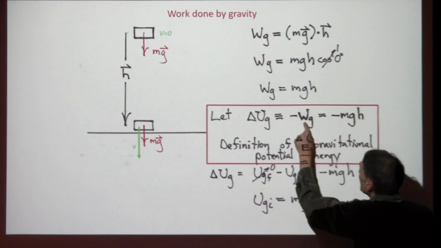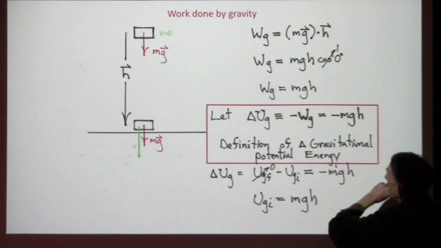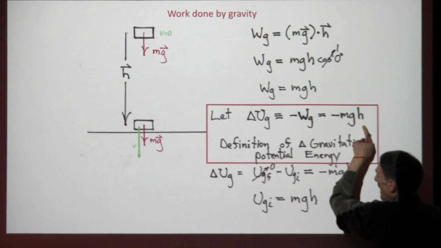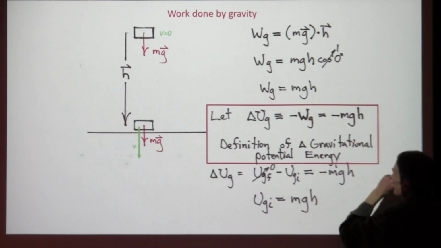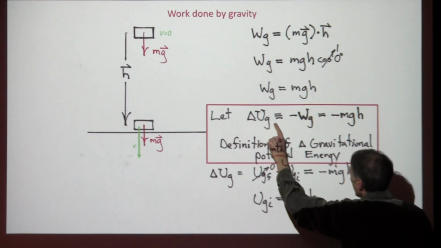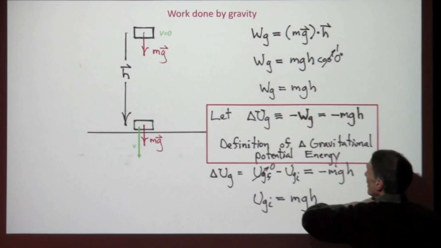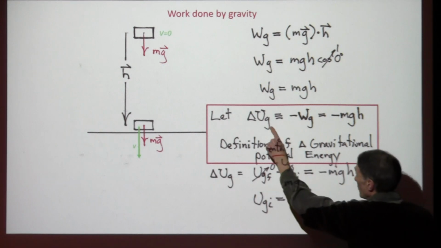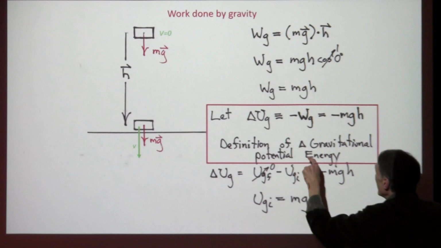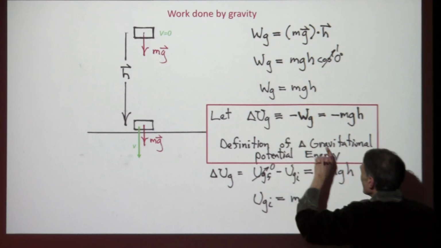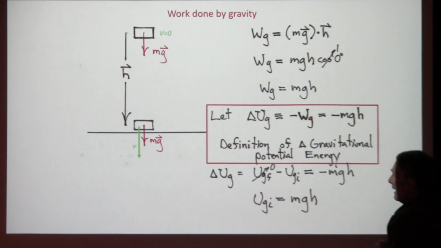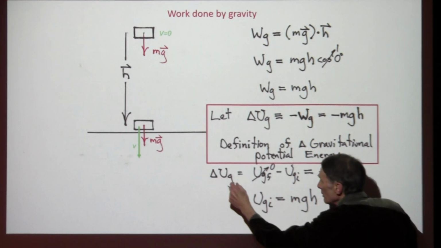So the work done by gravity is positive, but the change in the potential energy is the negative of that. This is a subtle issue, but the change in any potential energy is equal to the minus of the work done by that, whether it's gravity or any kind of force. This is kind of our definition, and I'll show you the cleverness of why we want to use that negative.